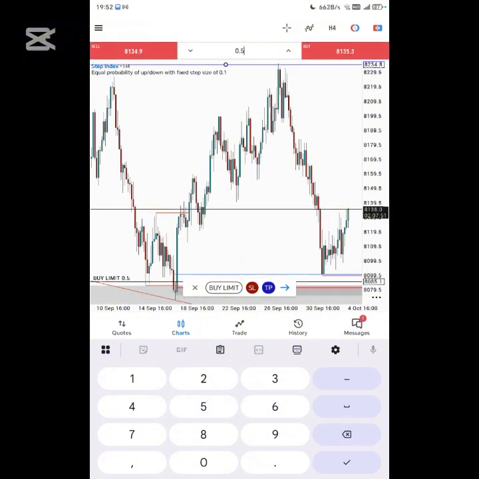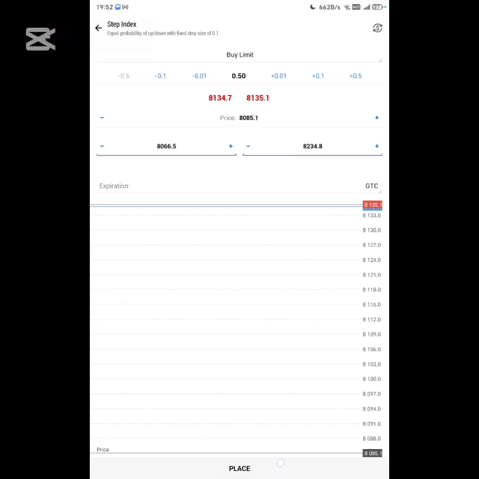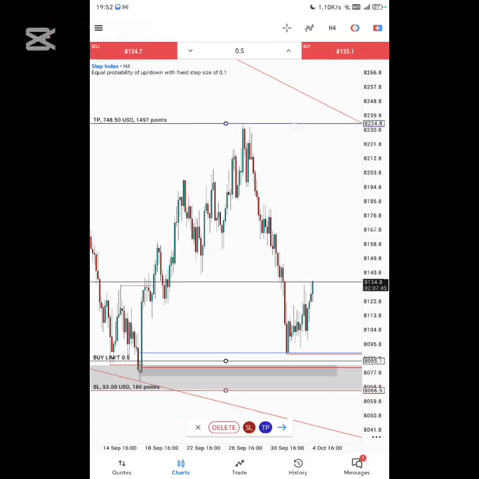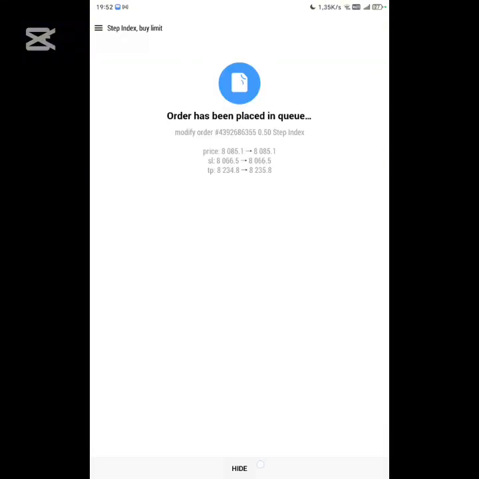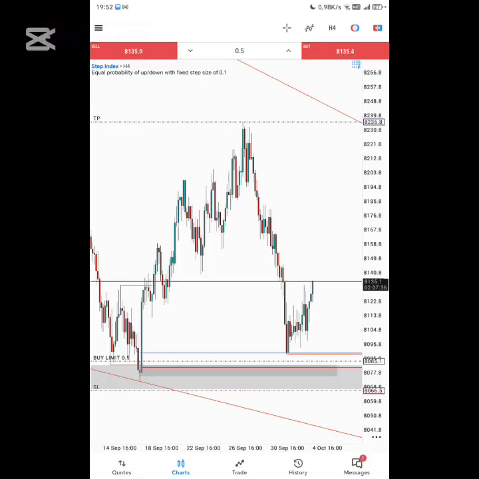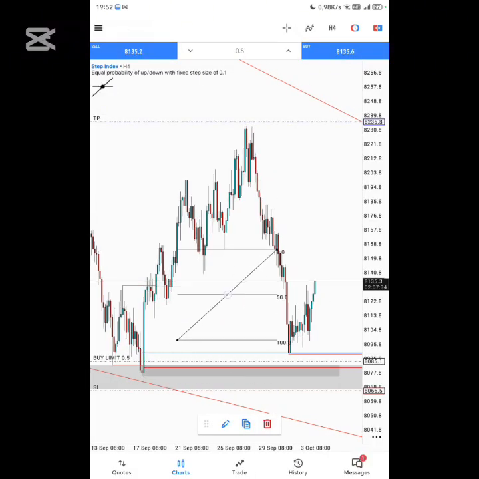Okay, I'll be entering with 2 trades, one targeting the 100% and one targeting the 50%. So this will do it.